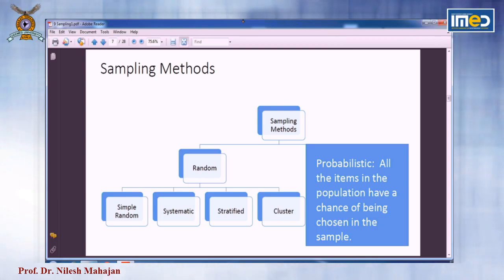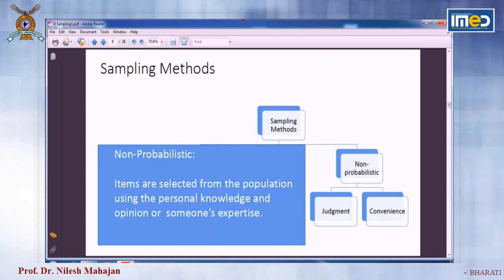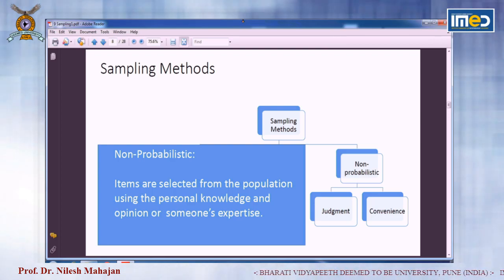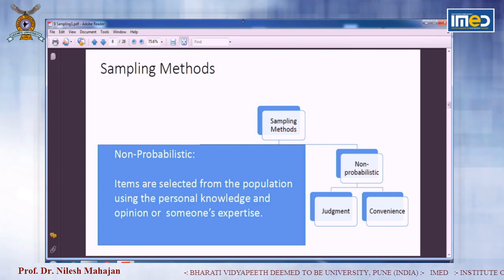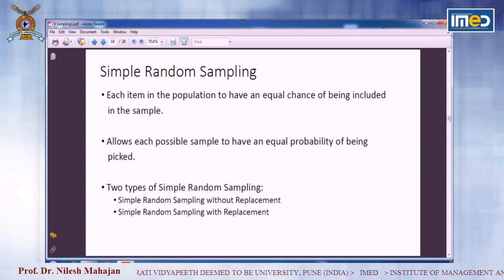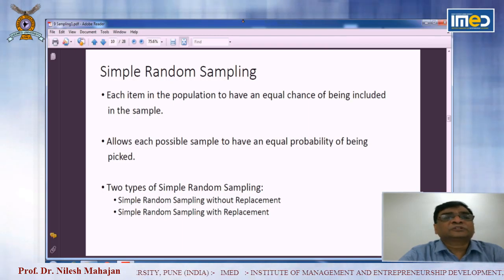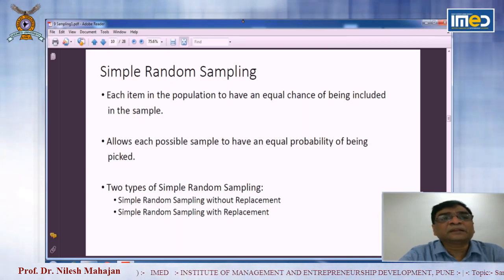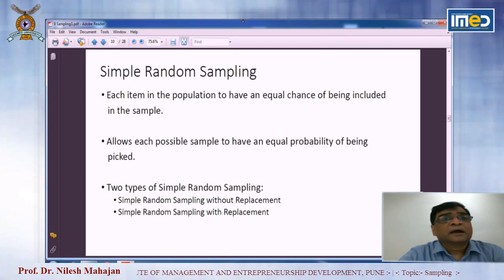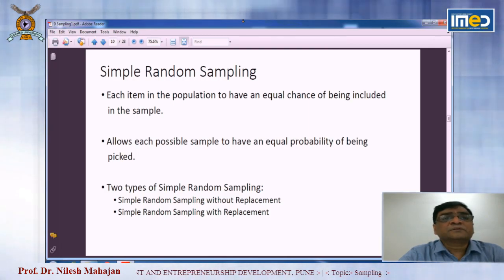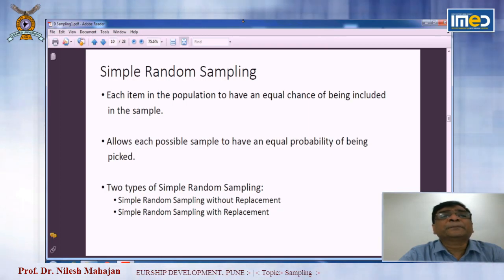Now, in probabilistic sampling, all the items in the population have a chance of being chosen in the sample. Non-probabilistic items are selected from the population using the person's knowledge and opinion or someone's expertise. Now, what is simple random sampling? Each item in the population has an equal chance of being included in the sample, and it allows each possible sample to have an equal probability of being picked.